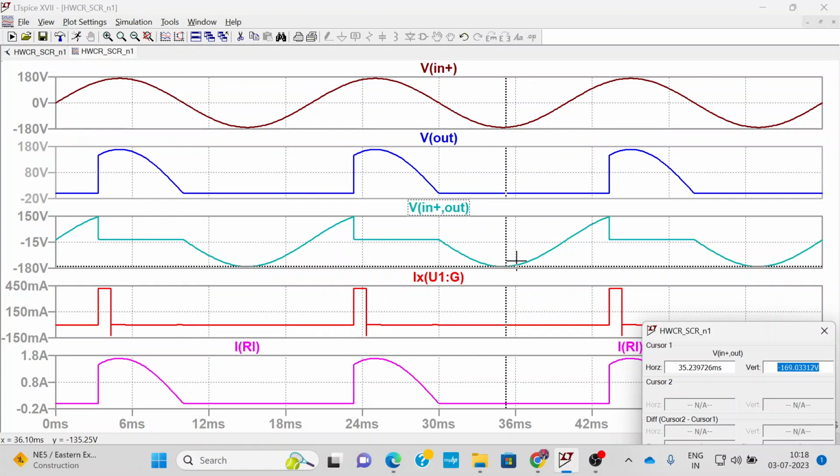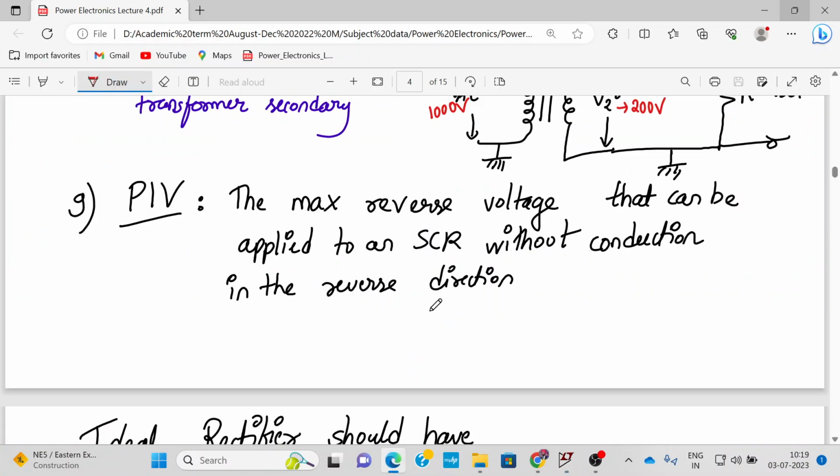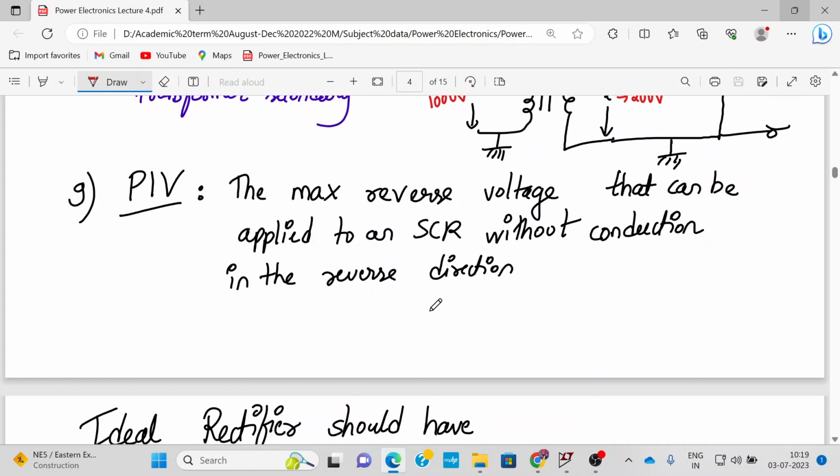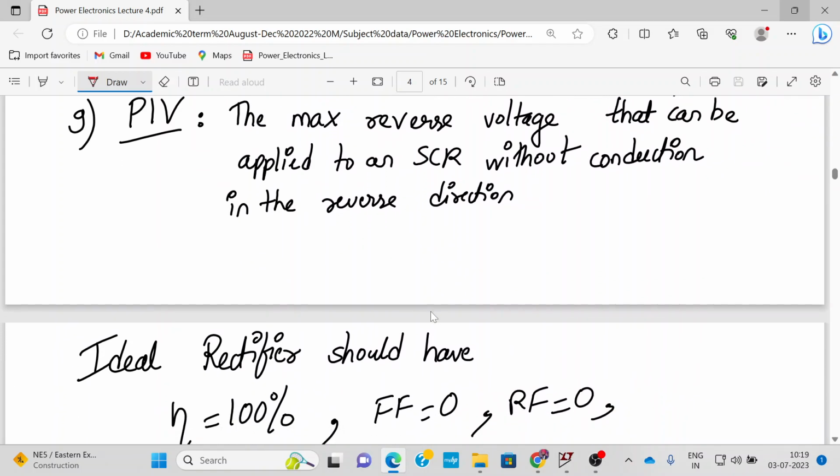When the input is 120 volt RMS, this is the peak value, so it is reaching minus Vm. That means your SCR should be able to hold this much voltage. If the SCR is able to withstand this much value without getting damaged, that is the value of the PIV rating. I hope it is clear. It is the maximum reverse voltage that can be applied to an SCR in the reverse direction without damaging it. That is my PIV rating of the SCR.